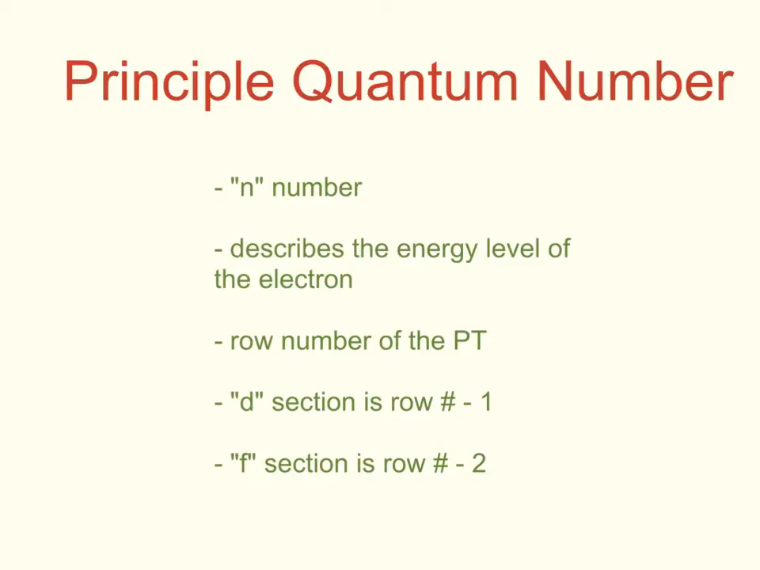The first number in the quantum number is called the principal quantum number. It's also labeled the N number, and this describes the energy level of the electron. This corresponds to the row number that the element is in on the periodic table. I know this doesn't make a whole lot of sense right now, but what I want you to know is that in the D section of the periodic table, we take the row number the element is in and subtract 1. And in the F section of the periodic table, we take the row number the element is in and subtract 2. For now, just keep those two little pieces of information in the back of your mind. It will become a little more clear here in just a few moments.